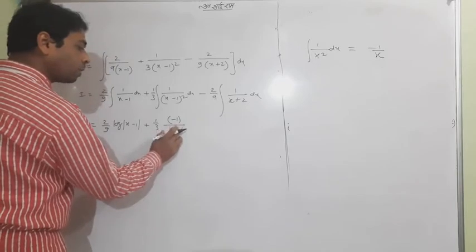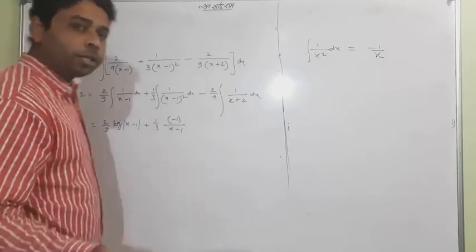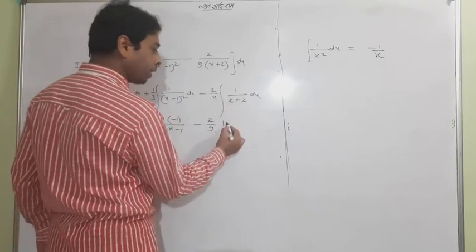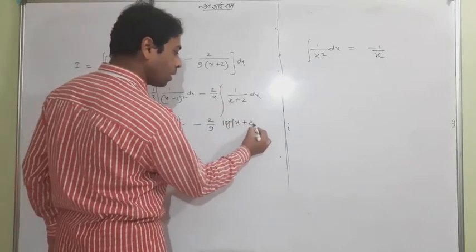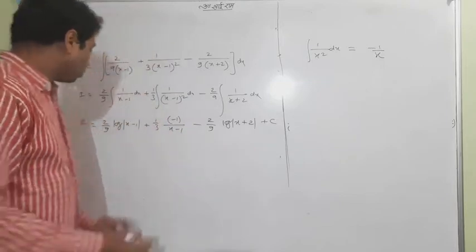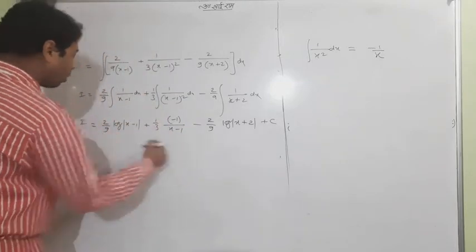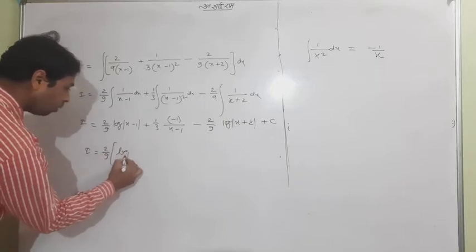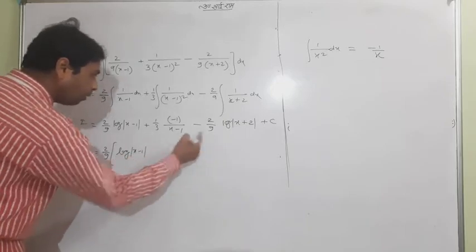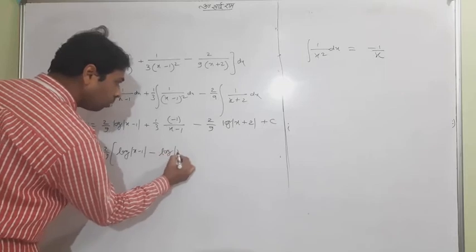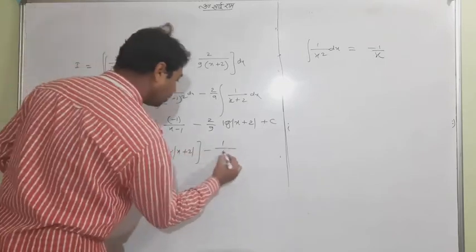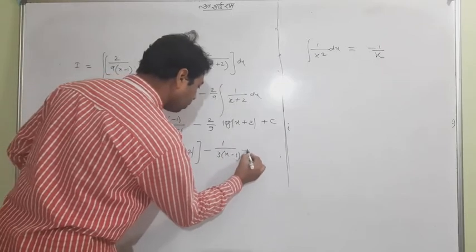So instead of x, you will write x minus 1, it's a linear term. And 2 by 9 times 1 by x plus 2 gives log of x plus 2, again a linear term, plus c. These two have 2 by 9 common, so let me take out the common 2 by 9. What you have is log of x minus 1 minus log of x plus 2, and these two give minus 1 by 3 (x minus 1), plus c.